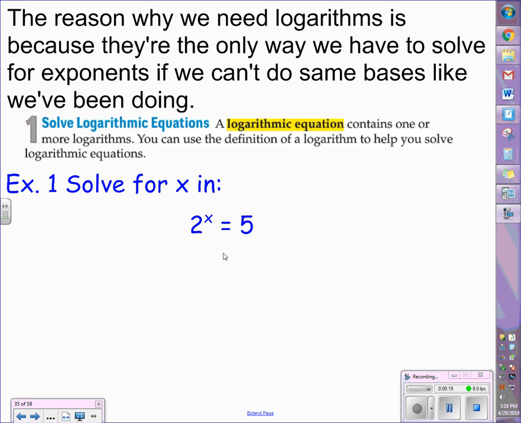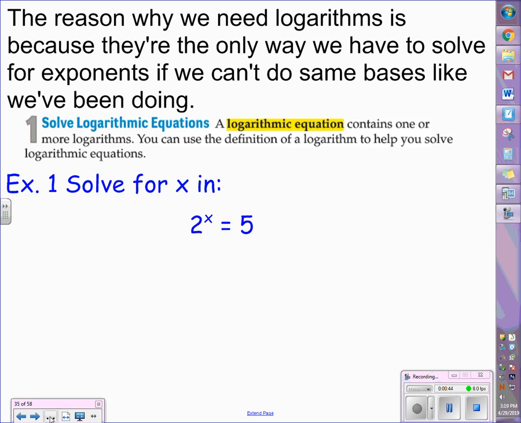Alright, so now we're going to solve this exponential equation, 2 to the x equals 5. If you notice, both numbers don't have a common base, and it's pretty much impossible to find a number that has the same base, that would give us a 2 or a 5. So in those cases, we need logarithms.